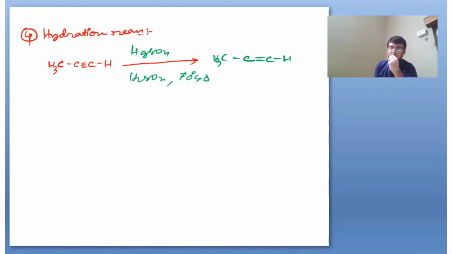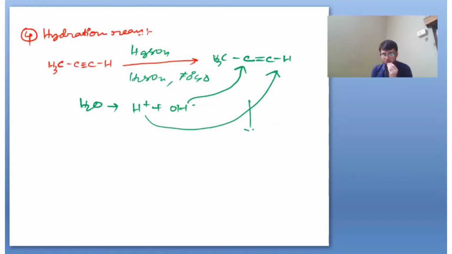Now it is a hydration reaction, right? So that means H2O. So we can just write it like this, H plus and OH minus. Now according to Markovnikov's rule, the minus part will go to that carbon atom which has less number of hydrogen. So that means the minus part will go to this carbon atom and the positive part will go to this carbon atom. So what will be the product then? That is CH3 C(OH) double bond CH2, right? But now it shows our keto-enol tautomerism.